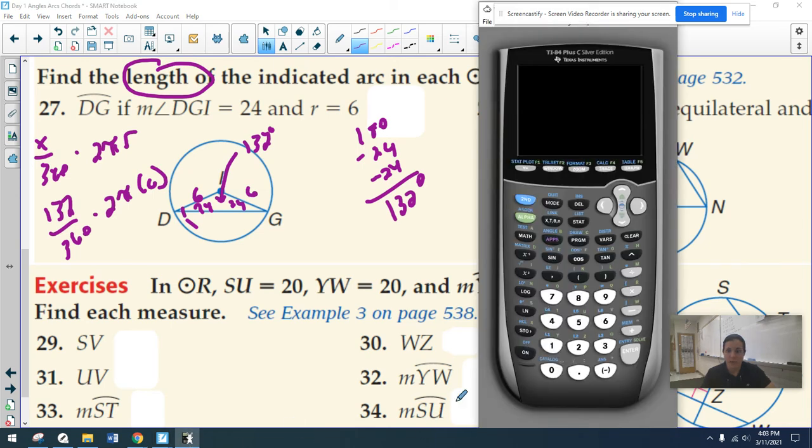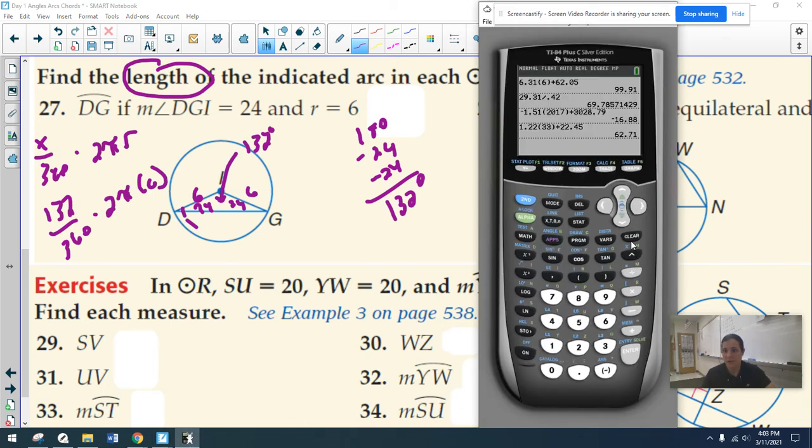My radius is 6. So you'd have to plug all that into your calculator. If you don't know where pi is, you are welcome to use 3.14. So I got 132 over 360, and then I got to times it by 2, and pi is right here at the caret, but you got to use the blue button, and times 6. So if you do this, you're going to end up with about 13.8. Let me double check that.